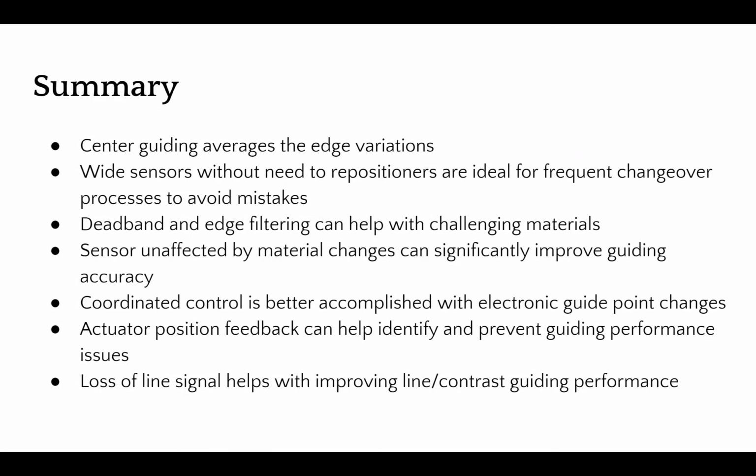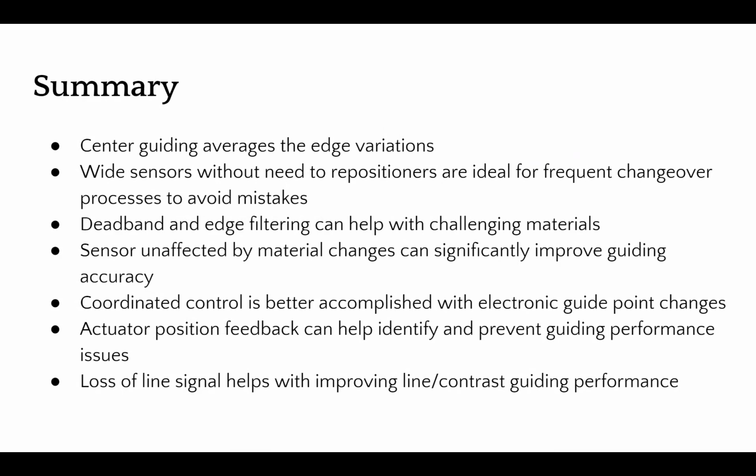And just to summarize what we talked about today, our recommendation would be, if at all possible, use center guiding. Center guiding averages the two edge positions, so it inherently provides a filtering or averaging effect for edge variations. And then especially if you have web width variation, you can avoid some of the common mistakes with improper sensor positioning and things like that. You can also use the two sensors to measure web width. That's an additional signal that you can use for your quality control purposes.